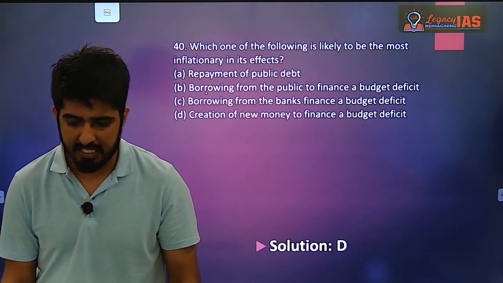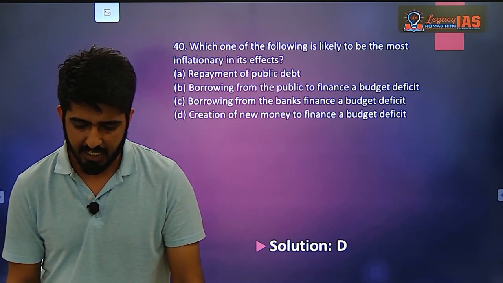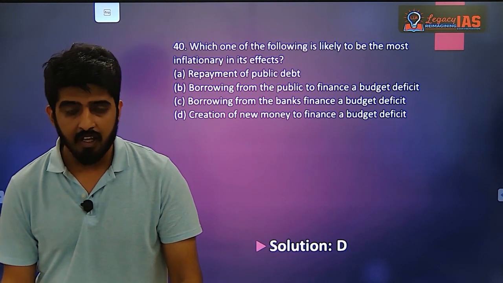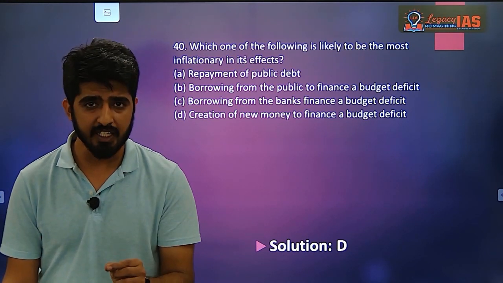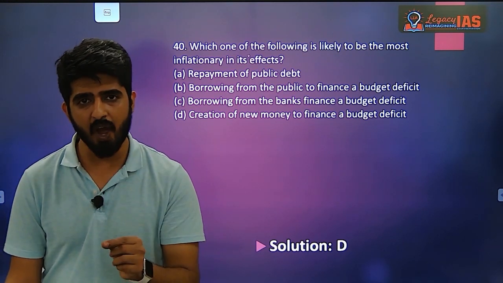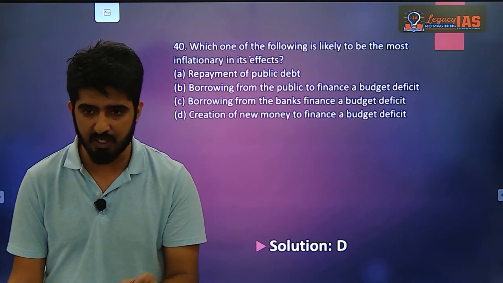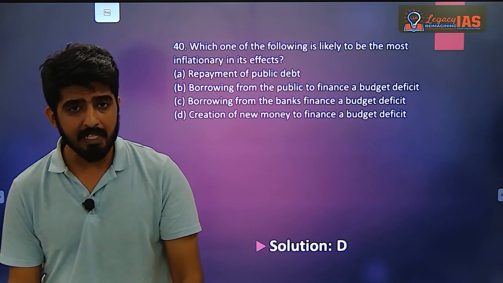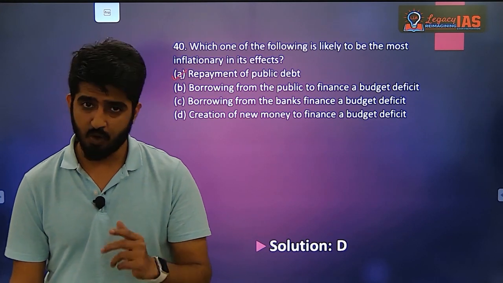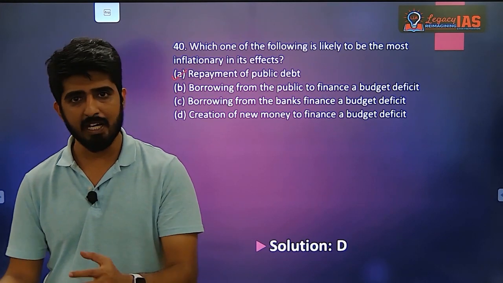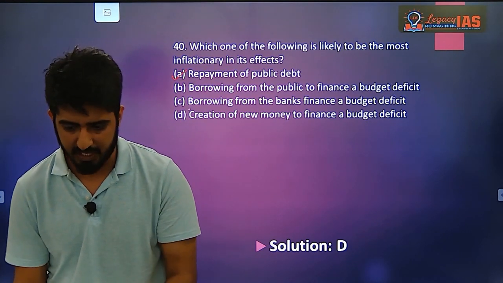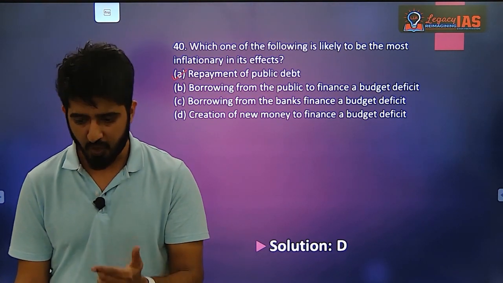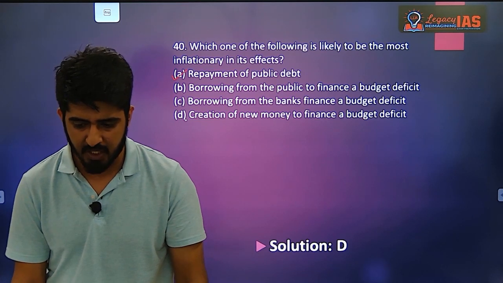And the last question which I'll be discussing is again a concept based question. Most inflationary in its effect is highest liquidity. So whichever is providing the highest liquidity, that would be the most inflationary. Repayment of public debt, it would take time and is not so inflationary. Why? Because the money which the government was supposed to spend, it is giving to the people directly. True, it is inflationary. However, not highly inflationary compared to the last option.